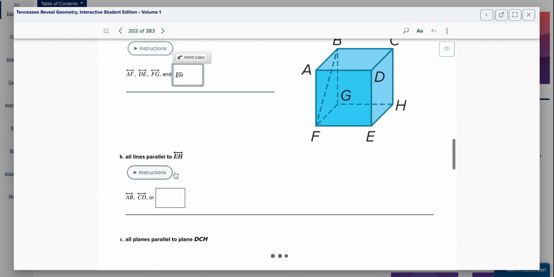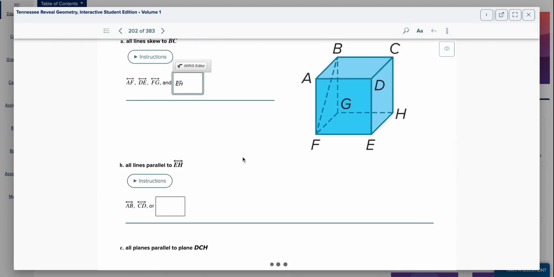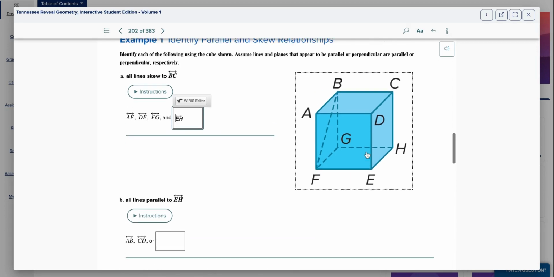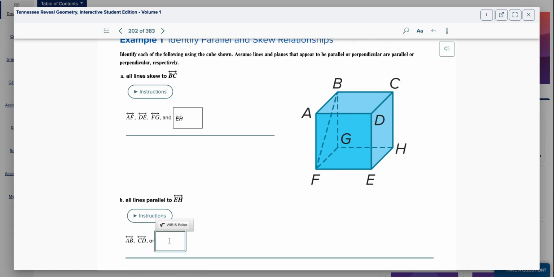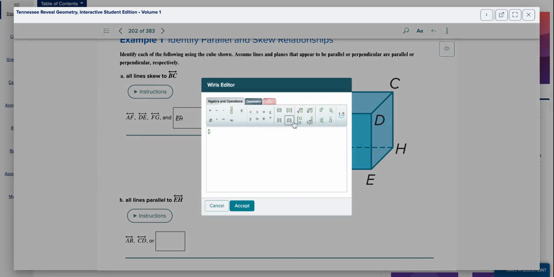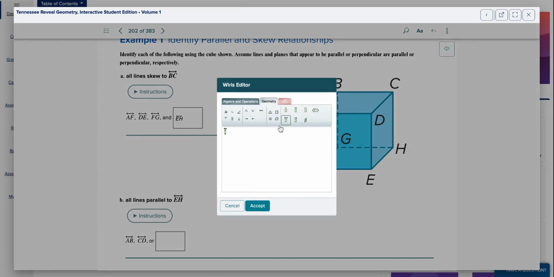All right. Next one, section B. All lines parallel to EH. Well, for you visual people, there is EH. Parallel would be AB, CD, and yep, you guessed it, GF or FG.